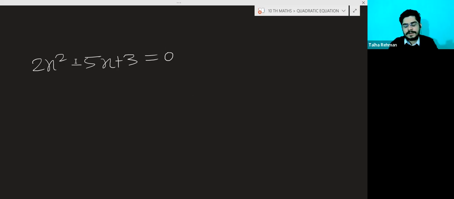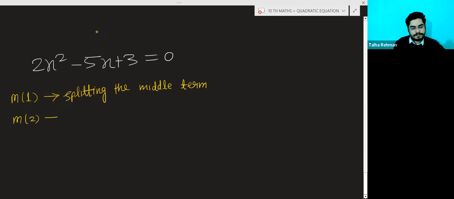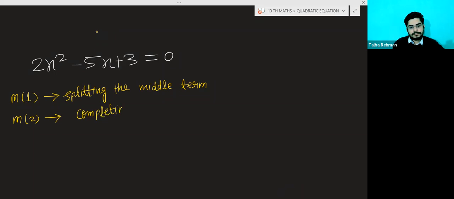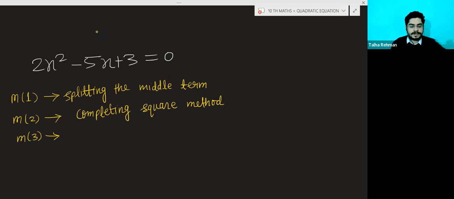So there are basically three methods to solve the quadratic equation. Method number 1, the most famous and most easy, is splitting the middle term. Method number 2 is the completing the square method. Method number 3, which is given by an Indian mathematician, is known as the quadratic formula.